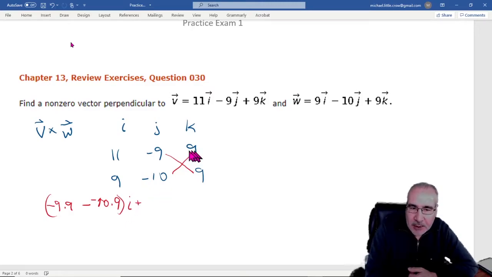Our j component is going to come from crossing the i and the k, but remember, this is the one where the subtraction part is sort of backwards. We do this first, 9 times 9 first, and then we subtract the 11 times 9.